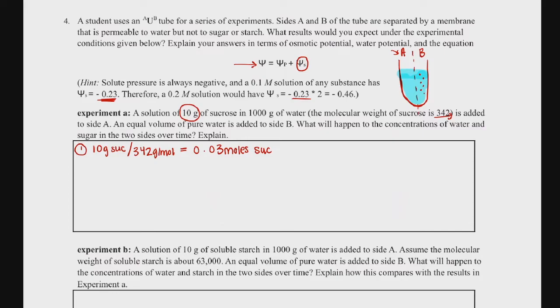We would then take this moles of sucrose and multiply it by that factor, so our second step is 0.03 moles sucrose multiplied by the solute pressure constant that we have up here, or conversion factor, of negative 0.23, and that would equal negative 0.069.